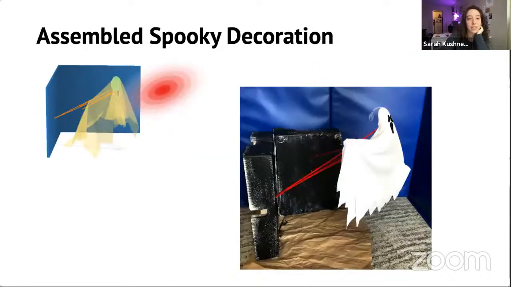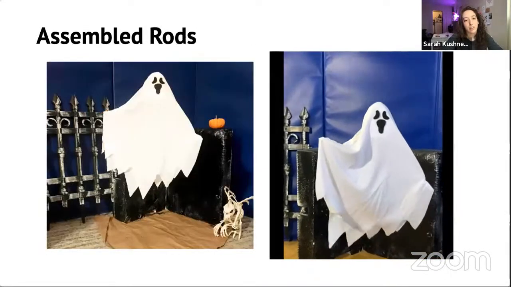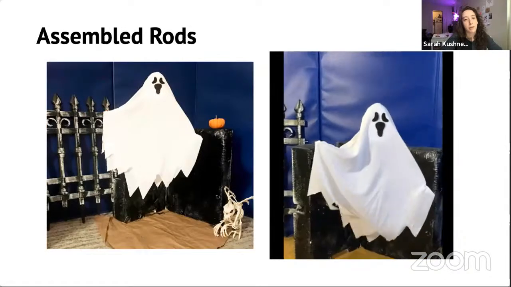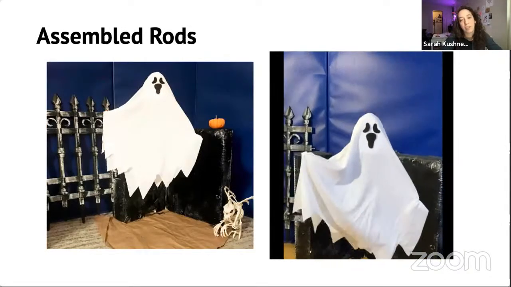We also include assembled examples. So in contrast to just 3D printing it, we also have examples that I assembled myself. So in this example, we want the ghost to be held up and look like it's floating. So I used wooden dowels, and as you can see from the video, from the expected viewpoint distribution, we can't see them.